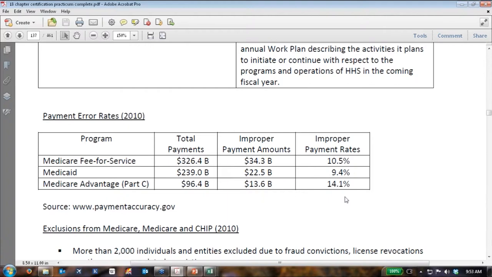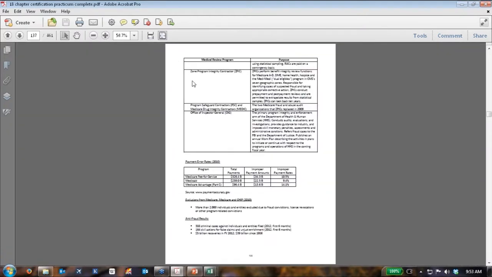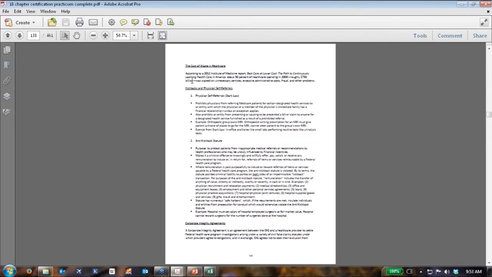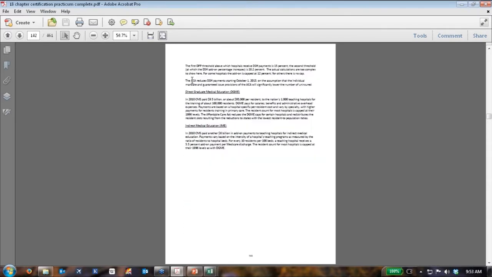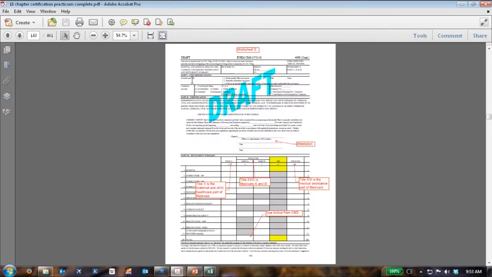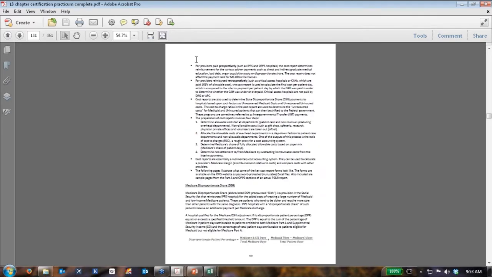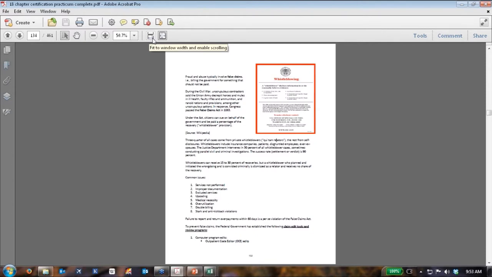Okay, so with all of that out of the way, we can now concentrate on two more topics. One is the cost report. So let's do the cost report next. The best way to answer the questions on the exam about the cost report is to know what a cost report is and what it looks like.